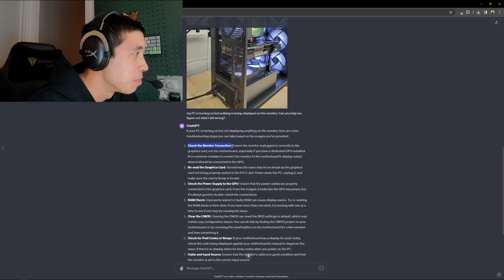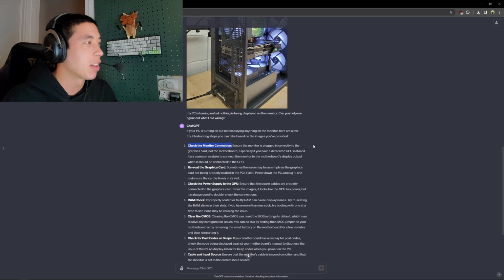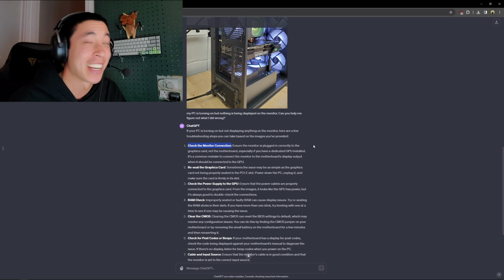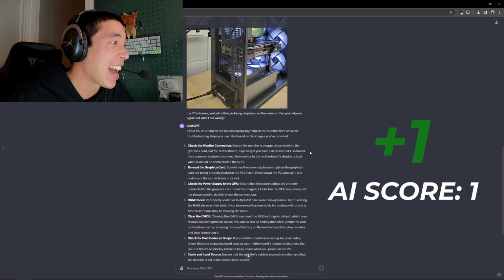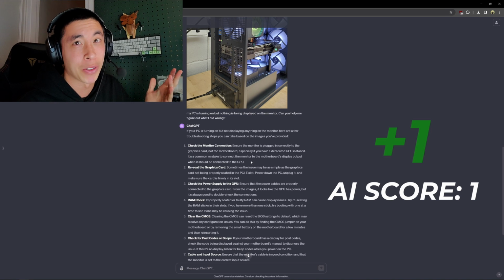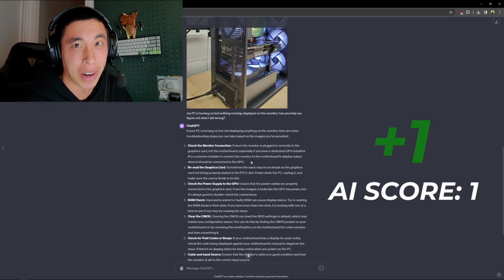Number 1, check the monitor connection. Ensure that the monitor is plugged in correctly to the graphics card, not the motherboard. That is cut and dry. This thing knew exactly what to look for. I guess we'll have to step up the difficulty and see if it can solve the second problem.